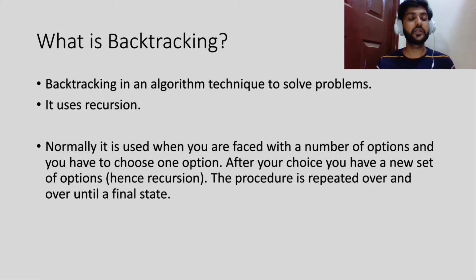Whenever you need to figure out all possible options, that's the first thing. Second thing, out of all possible options, you need to choose based on some requirement. Okay, I'll discuss it with one example. Out of all possible solutions, you need to find the solution which is optimized or which is matching the criteria. Then you can think about backtracking, that I can use backtracking here.